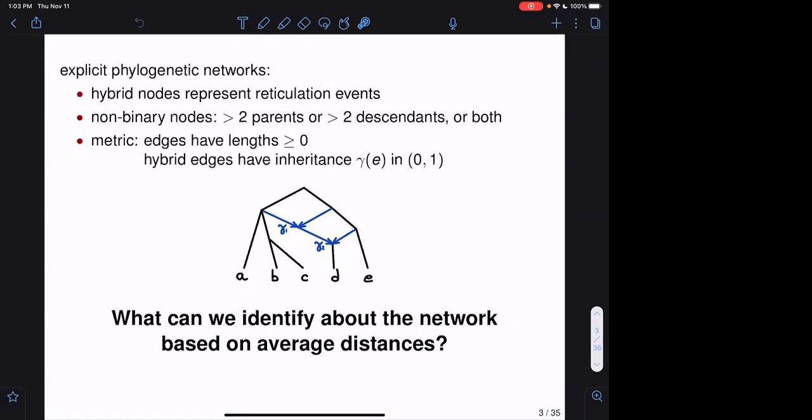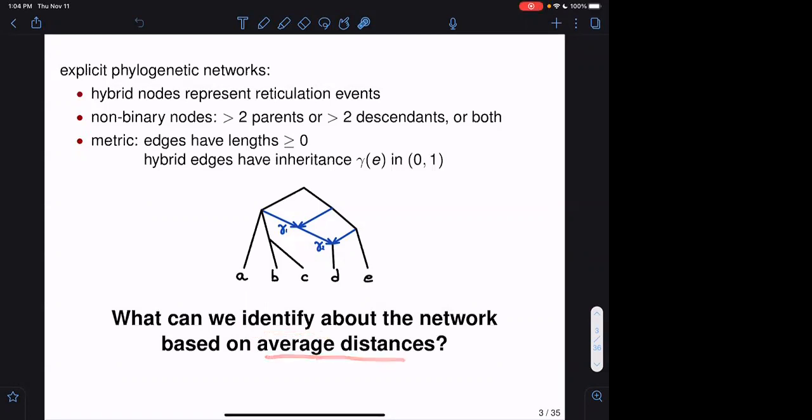As you know, I've been interested in networks for some time. What's frustrating in some of the previous work I've done is that networks are really hard to infer. The computations are really heavy. That's why I got interested in maybe using distances for networks. Maybe there could be methods that use distances and are much faster. But distances provide very low information, so maybe there's not much we can identify from them. So the question I want to tackle here is: what can we identify about the networks when all we have are average distances?